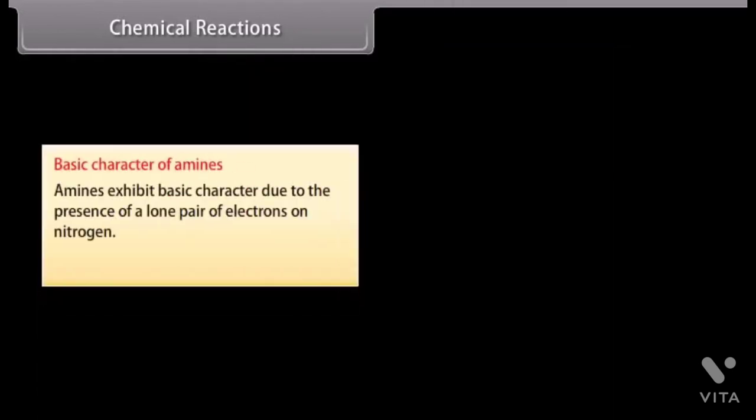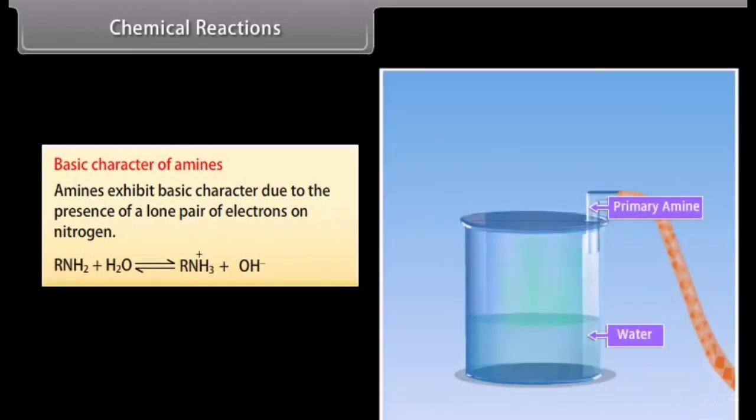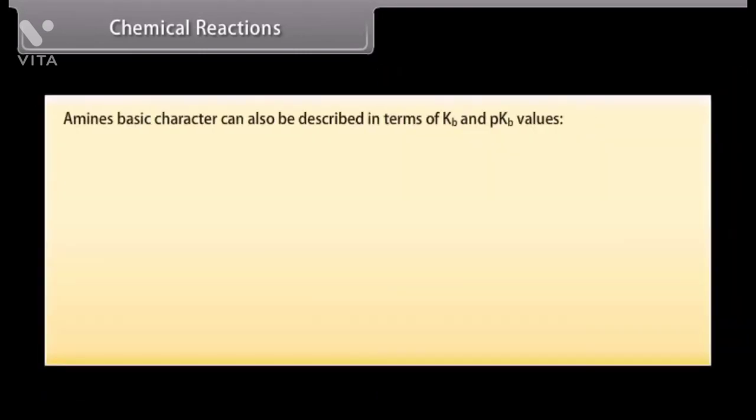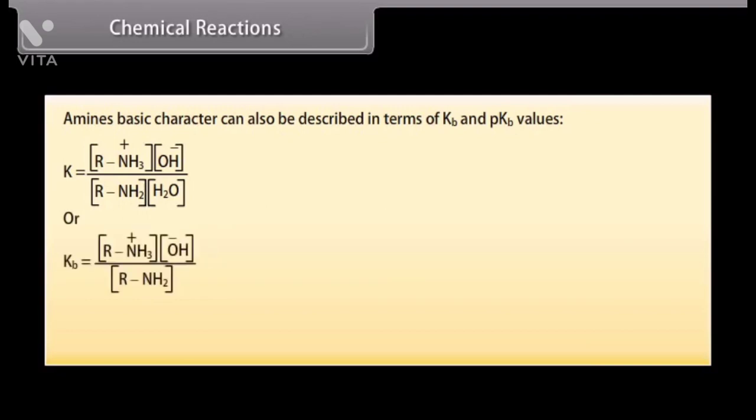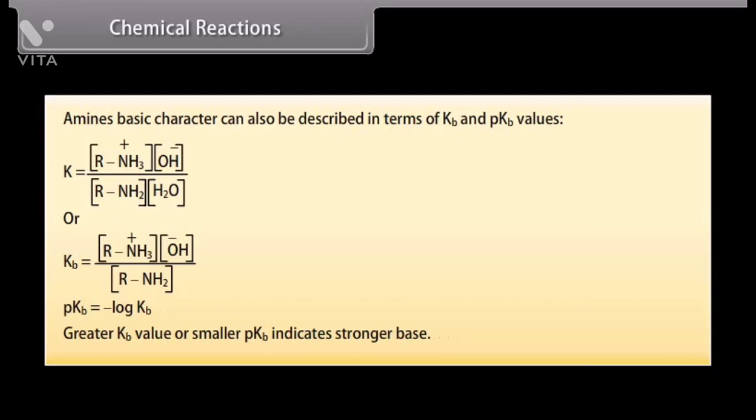Amines exhibit basic character due to the presence of a lone pair of electrons on nitrogen. They are stronger bases than water and are therefore protonated by water in their aqueous solutions. Amines' basic character can also be described in terms of Kb and pKb values. The value of Kb can be written as given, from which it can be inferred. Now pKb is equal to the negative logarithm of Kb. A greater Kb value or smaller pKb indicates a stronger base.